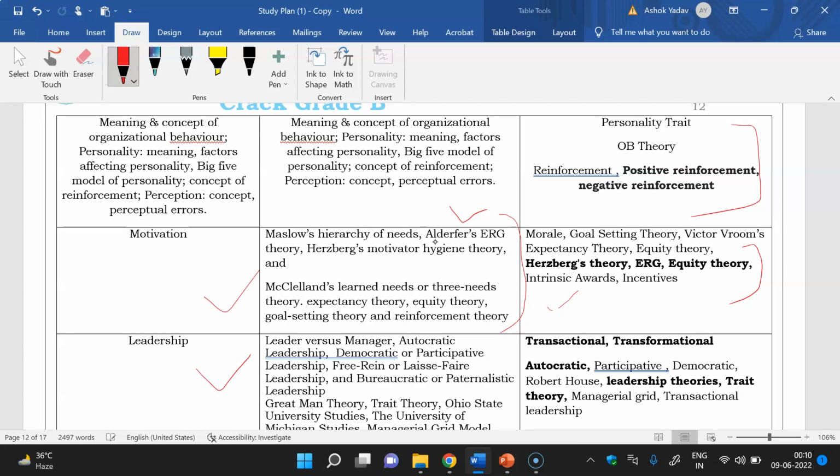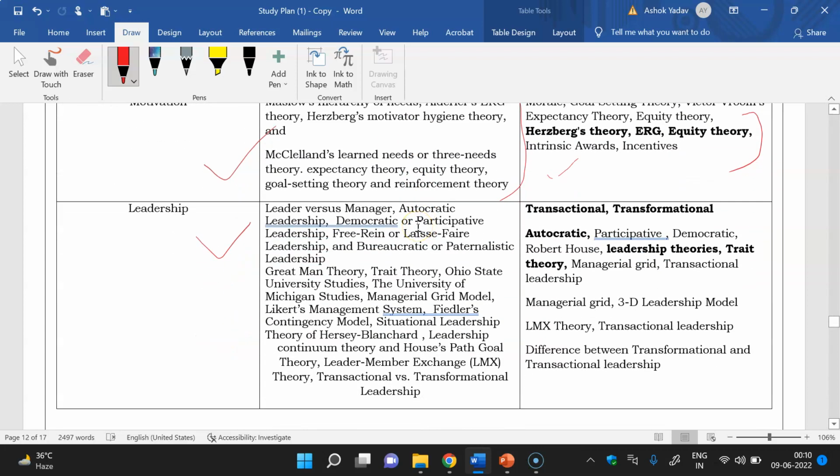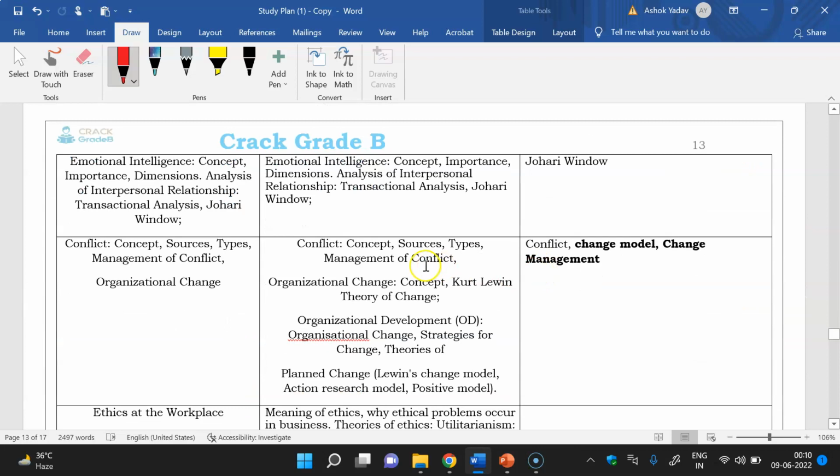Leadership theories are very important. They can ask direct questions like which theory was given by Herzberg, or who has given the two-factor theory. They can ask questions like this, and a paragraph will be given, based on which you have to answer, and in a one-marker question a direct question will be there. So these important theories you have to cover.